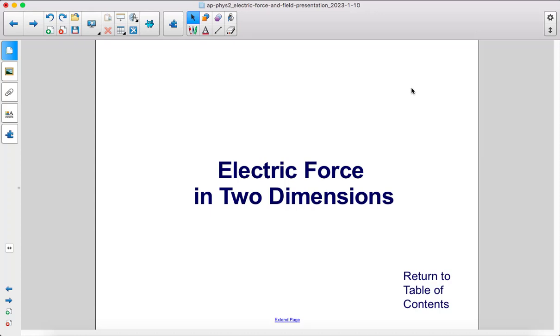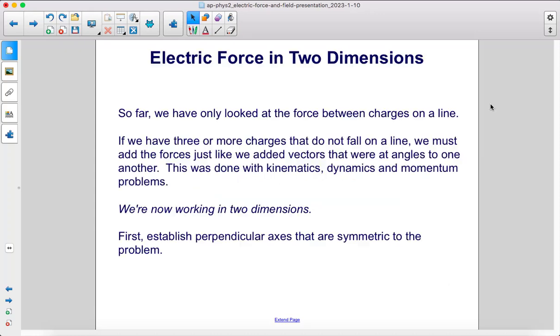Electric force in 2 dimensions. So far, we've only looked at the force between charges on a straight line. If we have 3 or more charges that do not fall on a line, we must add the forces just like we added vectors that were at angles to one another. This was done in kinematics, dynamics, and momentum problems. We're now working in 2 dimensions.